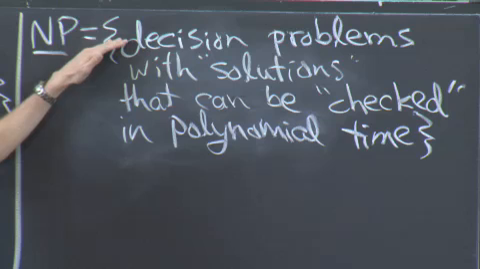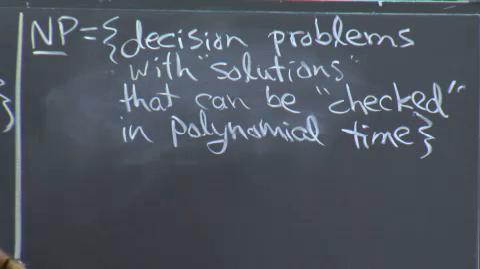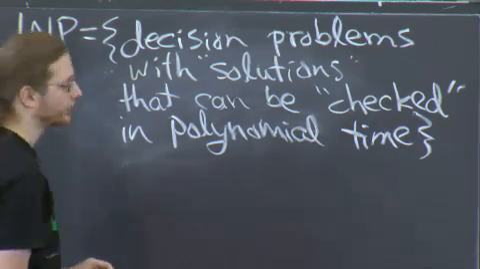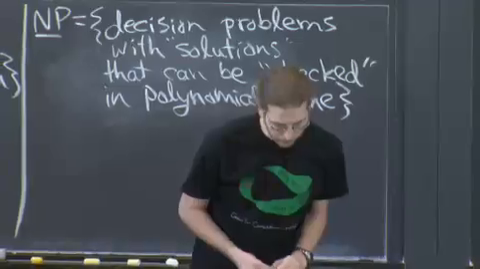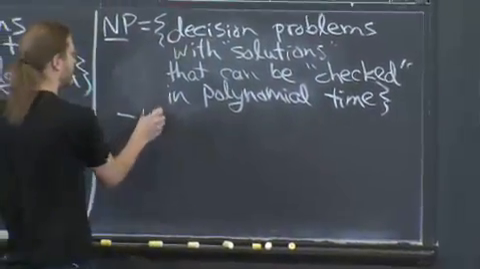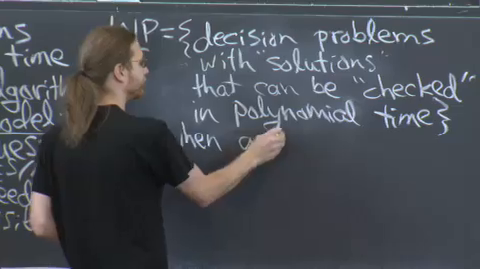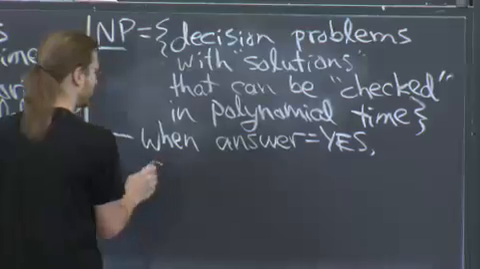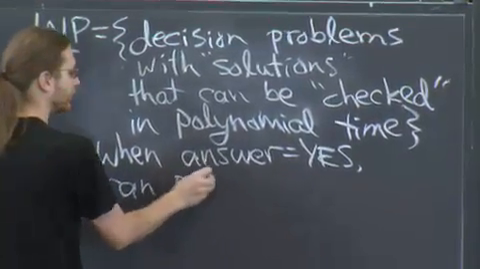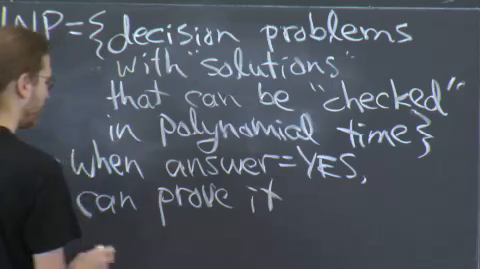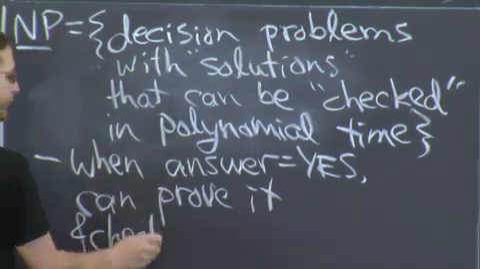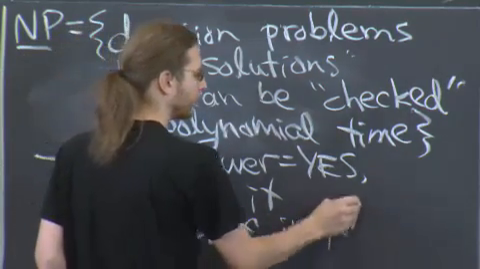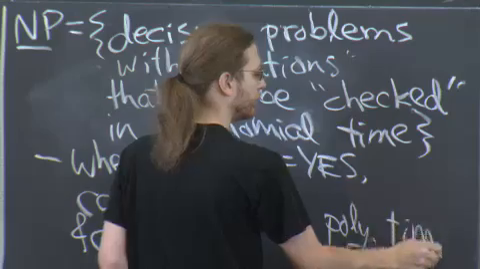So think of decision problems, and think about if you have a solution. So let's say in Tetris, the solution is yes. In fact, I need to say this probably. The more formal version is whenever the answer is yes, you can prove it. And you can check that proof in polynomial time. This is the more formal. This is a little bit high level.